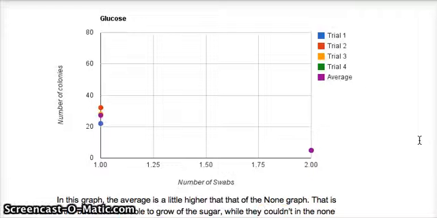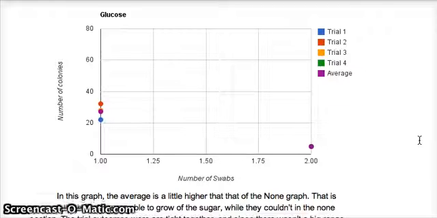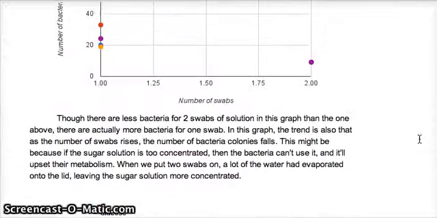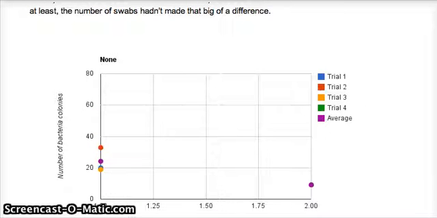And here's glucose. Glucose was actually really tight and really constant. And then here is none. And none actually did pretty good.